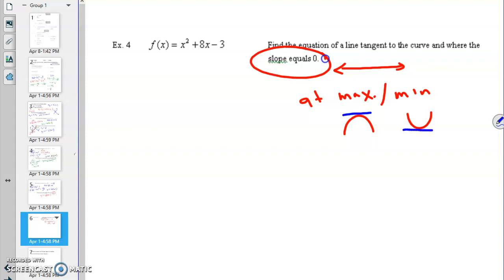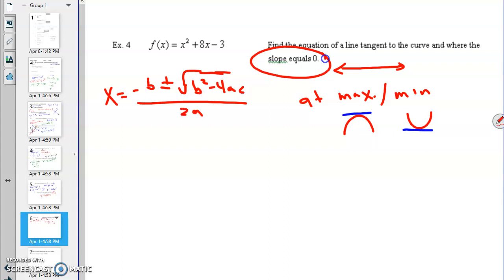So how do we go about finding where that max or min is? Well, we can go back to old school. We could factor that if it was factorable, but it's not. So pull out an old tool from the toolbox, the quadratic formula. Oops. b squared minus 4ac, got ahead of myself, sorry. All over 2a. Now that finds the two roots. This finds the axis of symmetry, also known as the x-coordinate of the vertex.